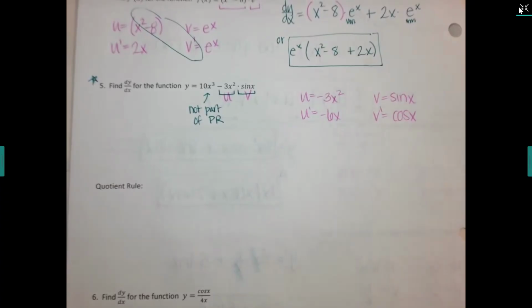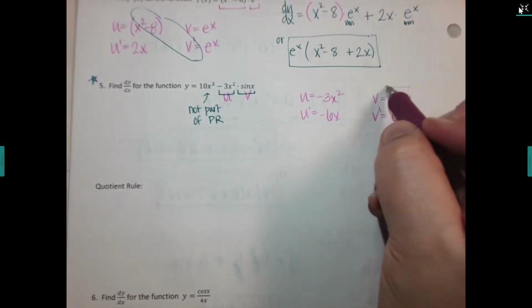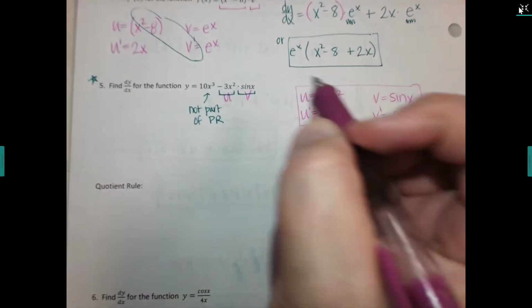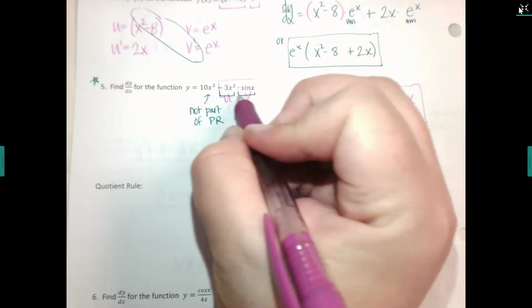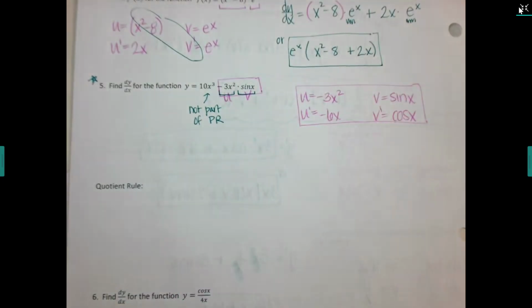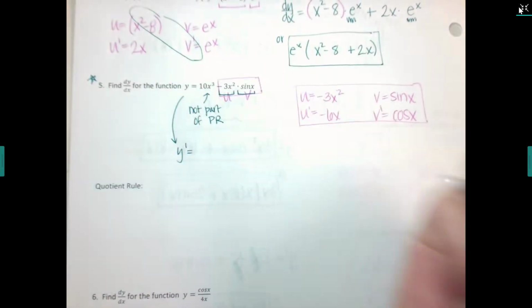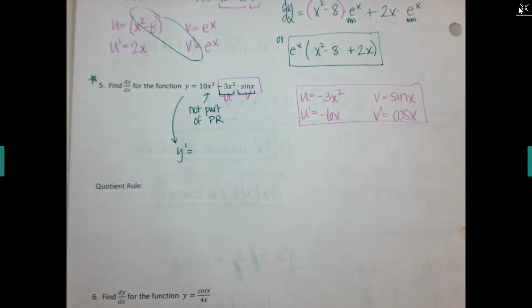Okay, so now let's write our derivative. Now remember, this is the product rule that's going to replace this product. But the 10x^3 is not part of it. So let's write the derivative. Your y would go to y prime, or if you want to call it dy/dx, that's fine.